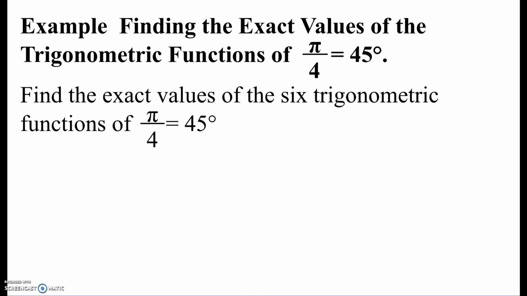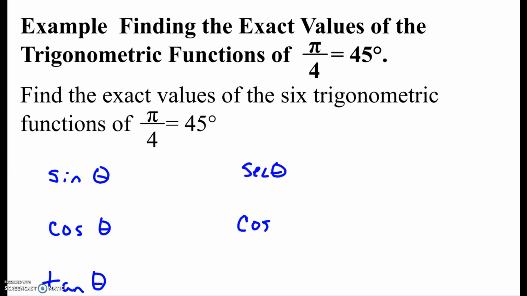Some other angles of interest: 45 degrees. And in this case, we're just going to find the set at 45 degrees, or pi over 4. So we will be looking at sine, cosine, tangent, secant, cosecant, and cotangent.